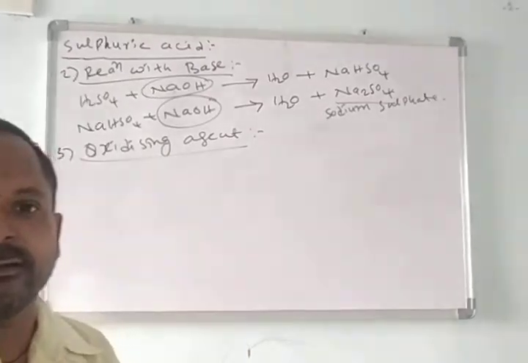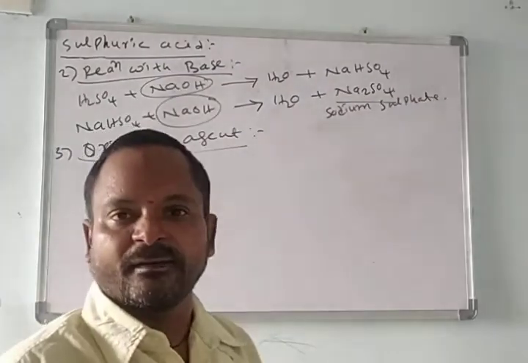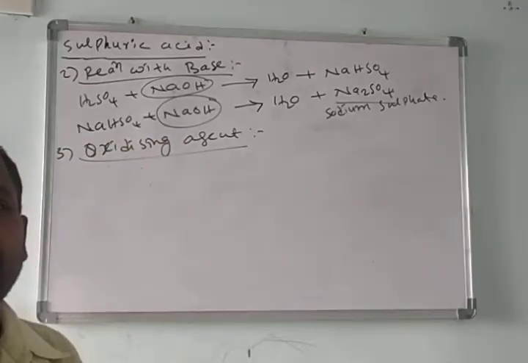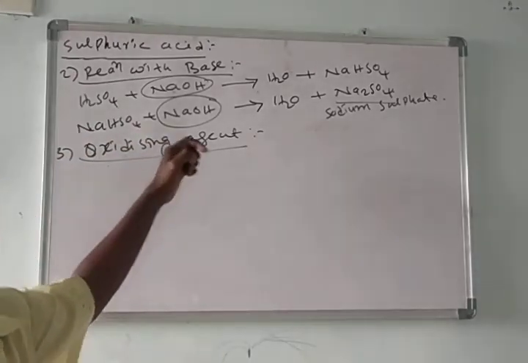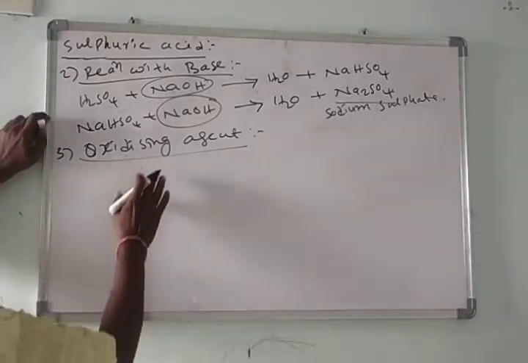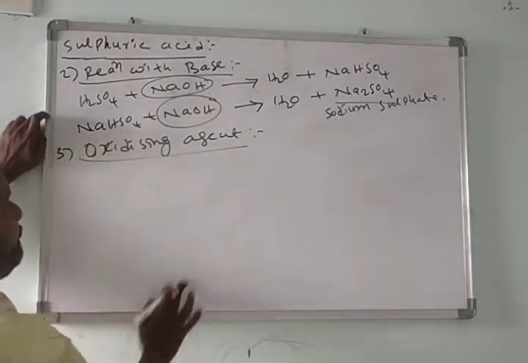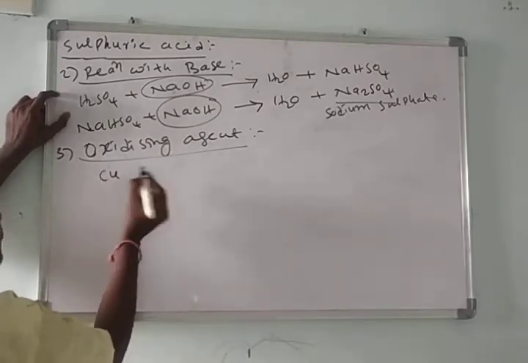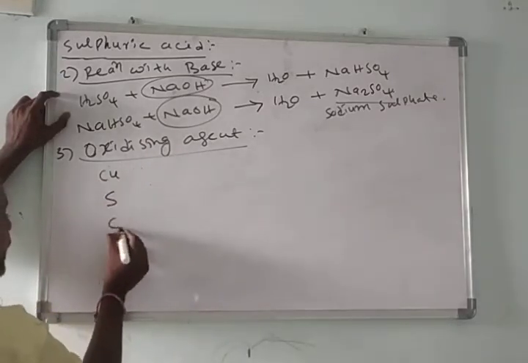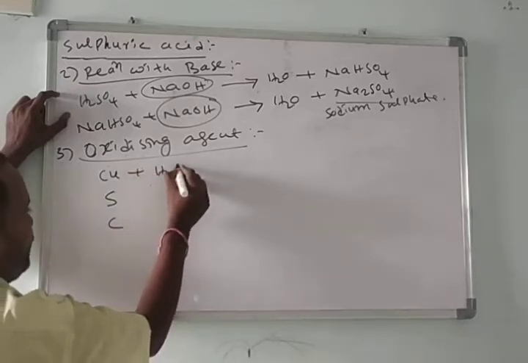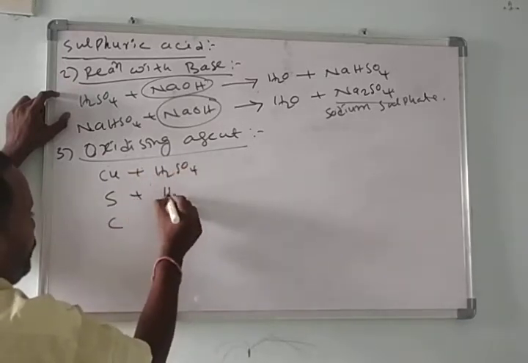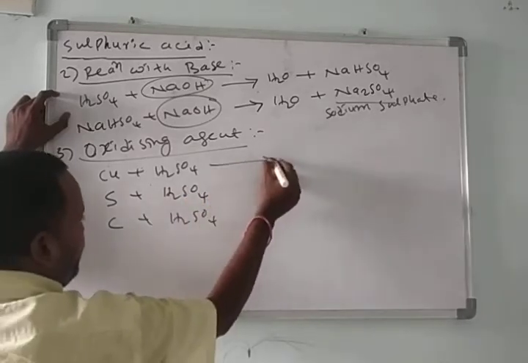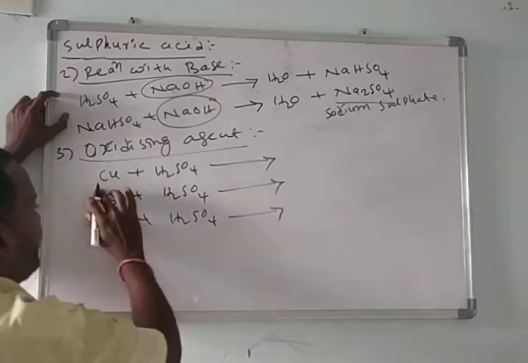Metals means copper. Non-metals means sulfur. Okay, and here carbon also easily undergoes oxidation in the presence of sulfuric acid. I wanted to explain those oxidizing properties of sulfuric acid. Okay, here copper, sulfur and carbon. Okay, it involves in here sulfuric acid. Okay, copper.